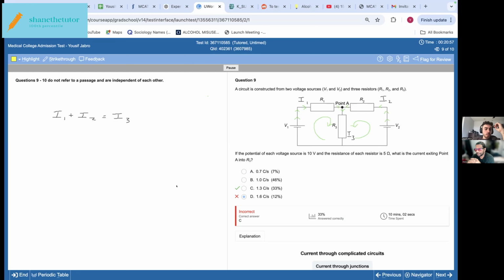Okay, so the resistors, each voltage source is 10 volts and the resistance of each resistor is 5 ohms. What is the current exiting point A into R3?